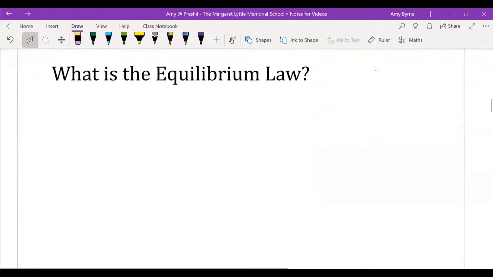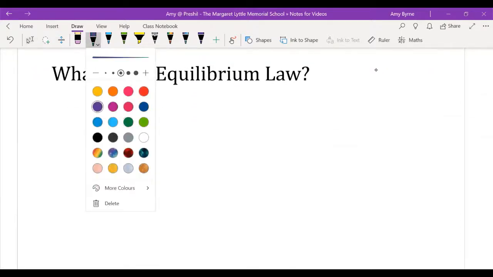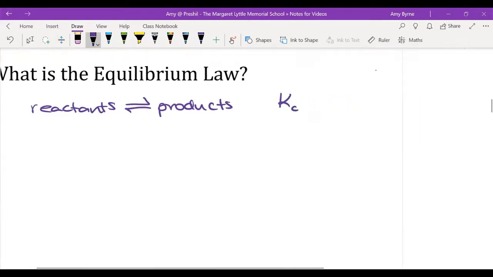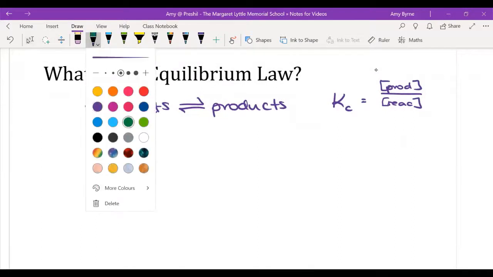So the equilibrium law is a mathematical relationship between the different products and reactants. So in general, in a chemical reaction, I have reactants that react to form products, and products that react to form reactants. So how we would express the equilibrium constant for that, we do the concentration of products over the concentration of reactants. That's in general. Let's do this for an actual reaction.